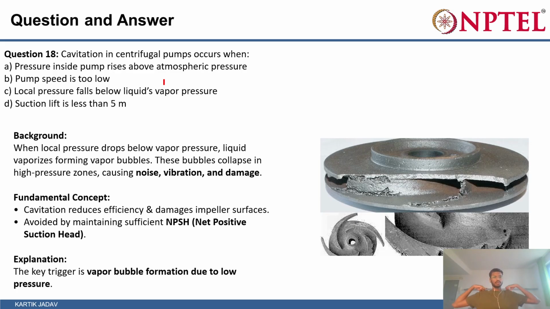Then, cavitation in centrifugal pumps occurs when pressure inside pump rises above atmospheric pressure, pump speed is too low, local pressure falls below liquid vapor pressure, or suction lift is less than time.